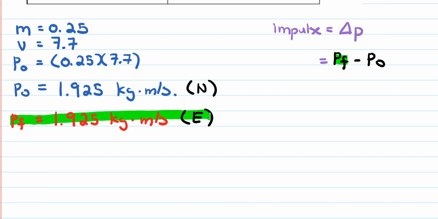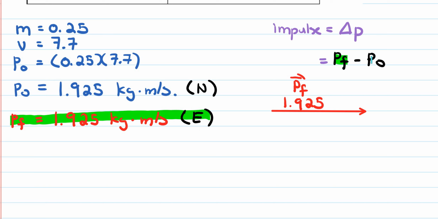If I use our red marker here, here is a vector going in the east direction. That is the final momentum vector, and it has a magnitude of 1.925 kilograms times meters per second.